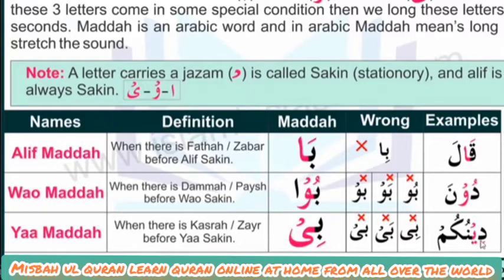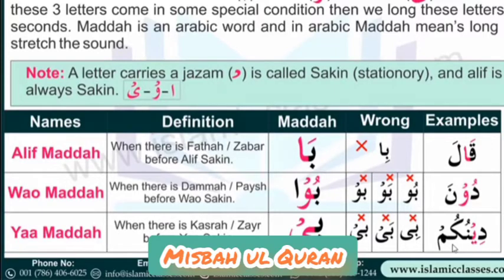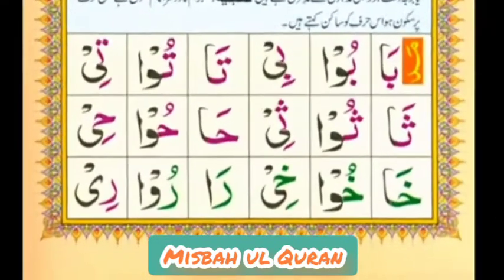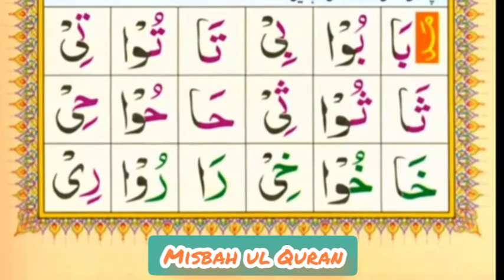Dal, ya, kasra, di. We long 2 seconds. Noon, dhamma, nu, dinu. Kaf, mim, dhamma, kum, dinukum. And only we long the di, we do not long noon and kaf, right? So remember this. And now we are going to practice the madda letters, the three madda letters alif, waw and ya. So I will read first, you can practice after me.